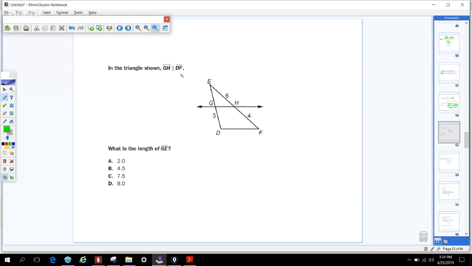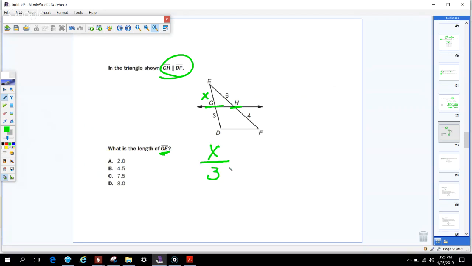Here, hopefully you get a question like this. It's so ridiculously easy. It says parallel. Guess what? Because it says parallel, it means we can set up a proportion. It wants to know the length of GE, which is here. Watch how easy this is. See this line? That's a reminder, just set up fractions.